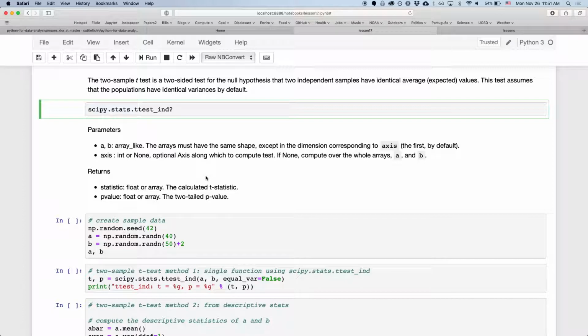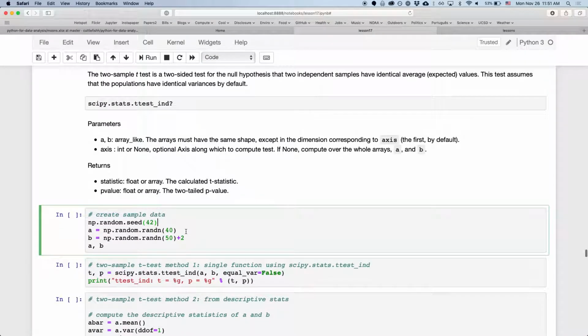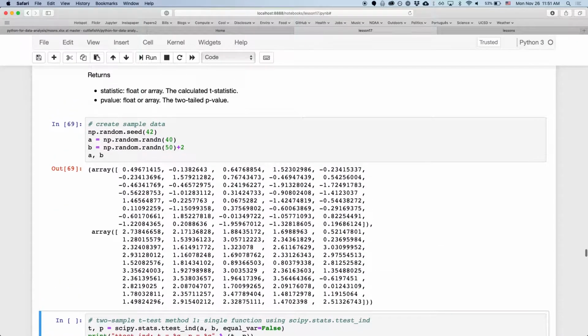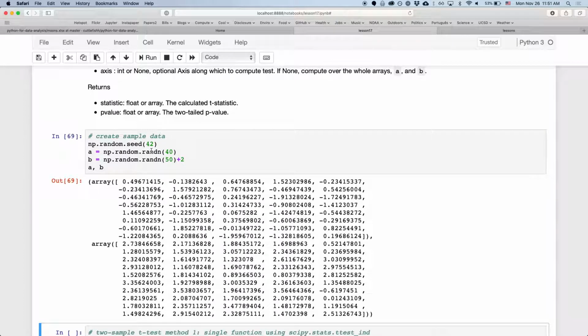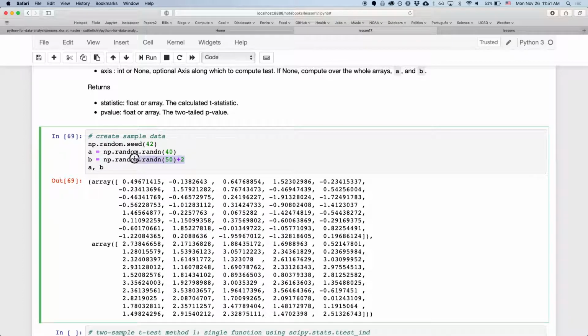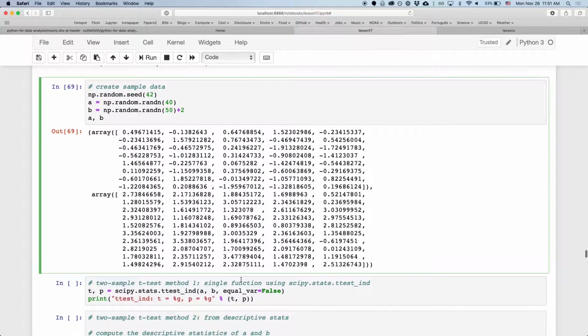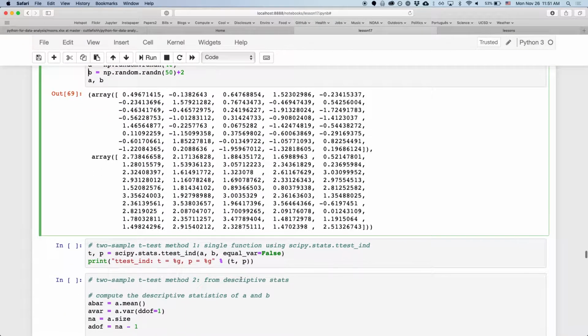If we have a two-sample t-test, we can also compute that to test whether two independent samples have the same average. So in this case, we're going to create two random distributions, A and B. These are both going to be centered at 0, except B will actually be centered at 2. So A is centered at 0 and B is centered at 2 with a normal distribution. Those should have different means if we're doing it right.